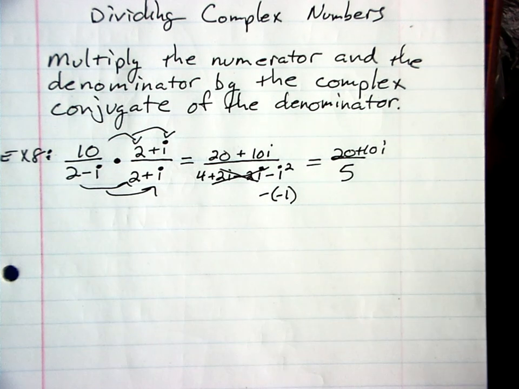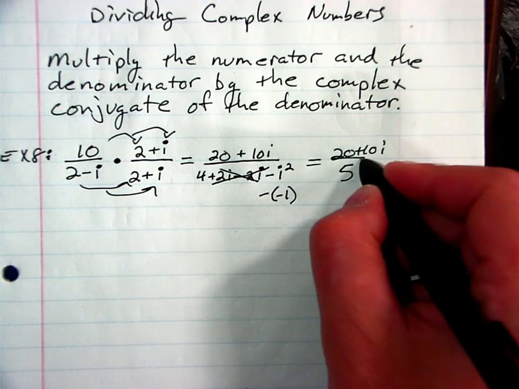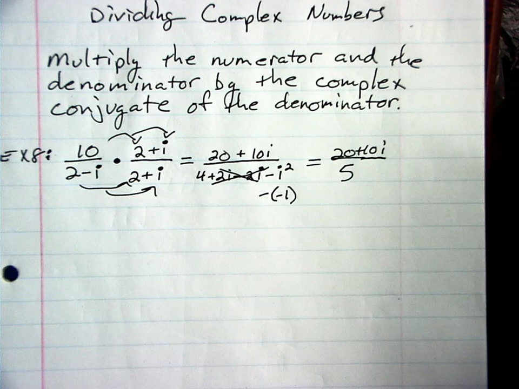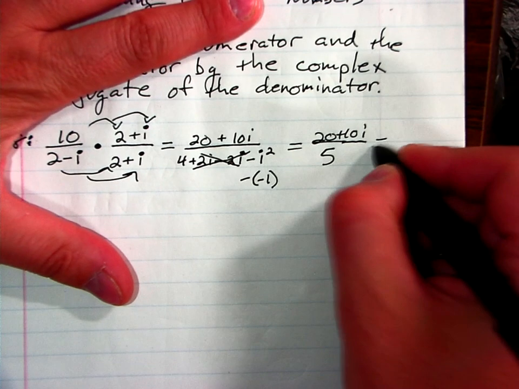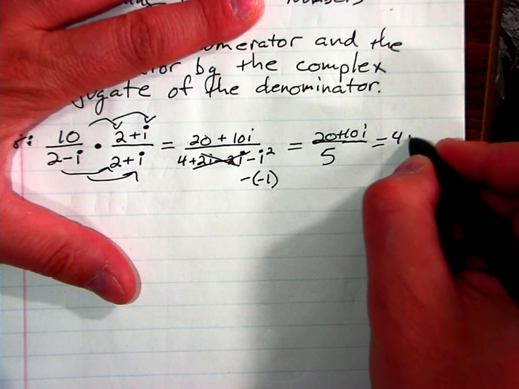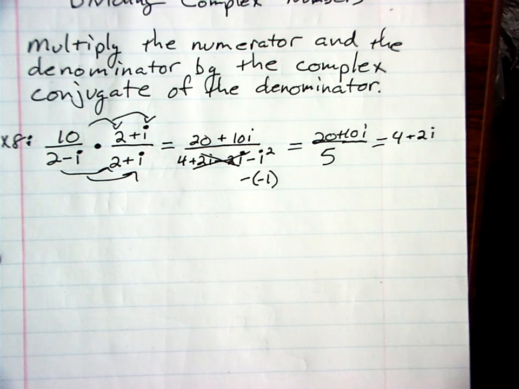Is that my final answer? Well, will it reduce? Will 5 go into 20? Will 5 go into 10i? Yes, it will. 5 goes into 20 4 times. 5 goes into 10i 2i times. Is my real number in front of my imaginary number? Yes. That's your final answer.